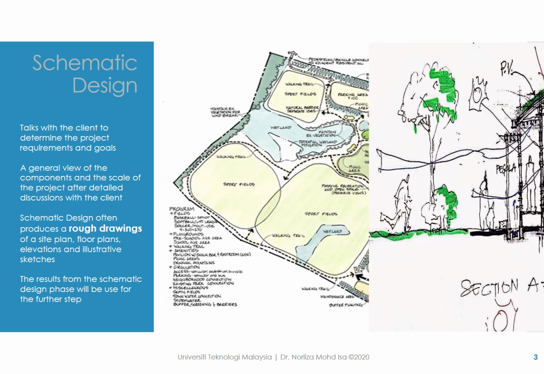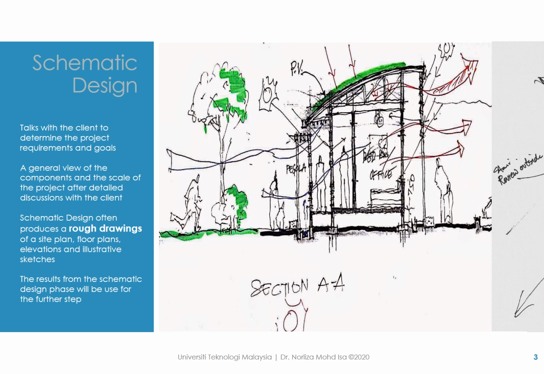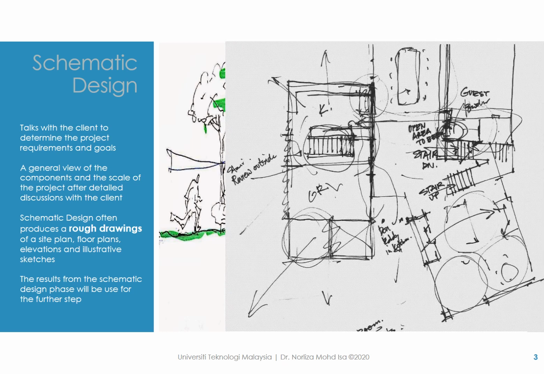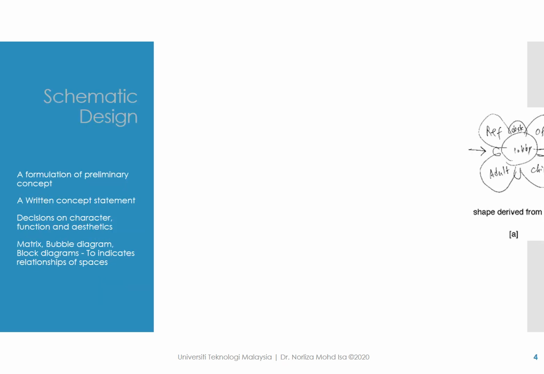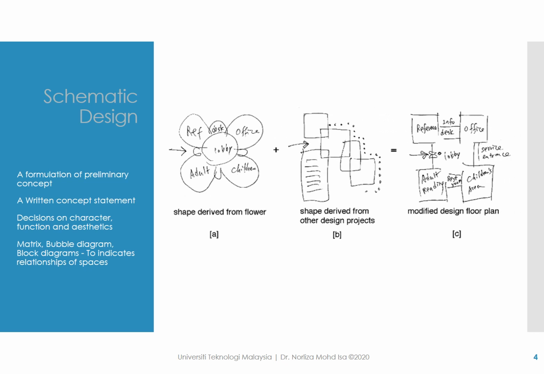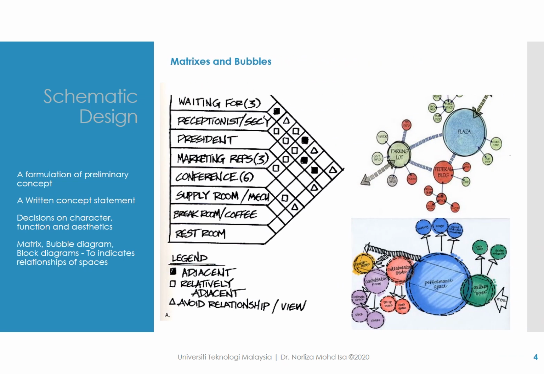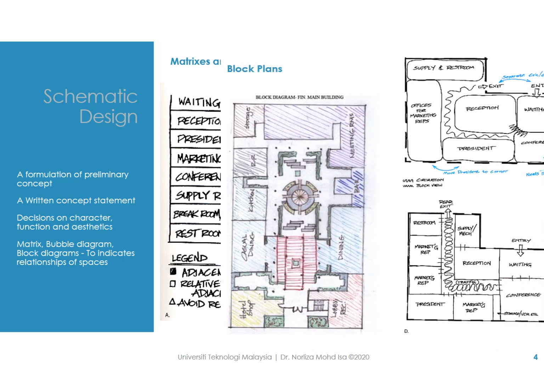Schematic design often produces a rough drawing of a site plan, floor plans, elevation, and illustrative sketches. The result from the schematic design will be used for the further step in the preliminary design. A schematic design is a formulation of the preliminary concept. It can be considered as a written concept statement for the decision on character, function, and the aesthetic.